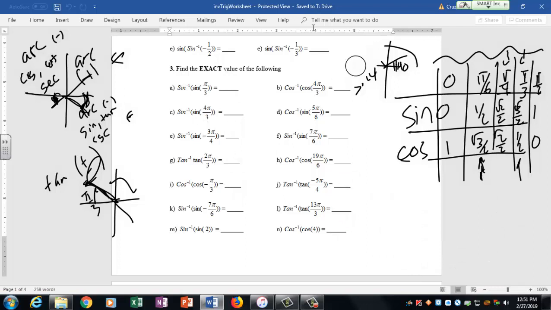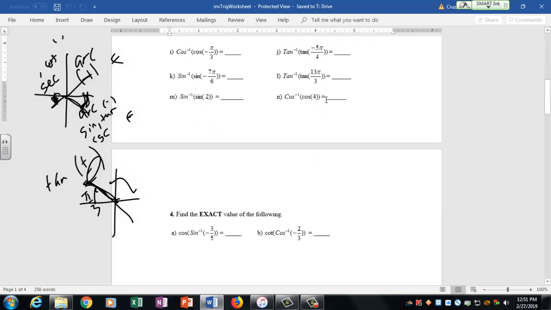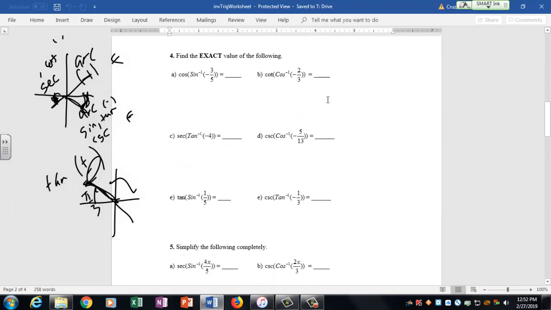You know what? You can get rid of this too. You know what? No, don't want to get rid of that. What's that? Yeah, that's kind of like you erase half of it. That small one. All right, so now we've got cosine, arc sine, negative 3/5. Okay, so how does this work?